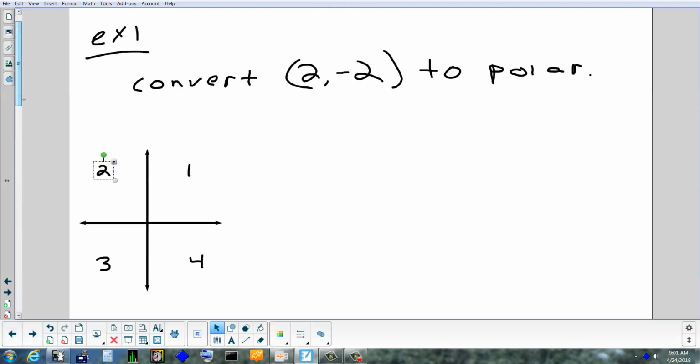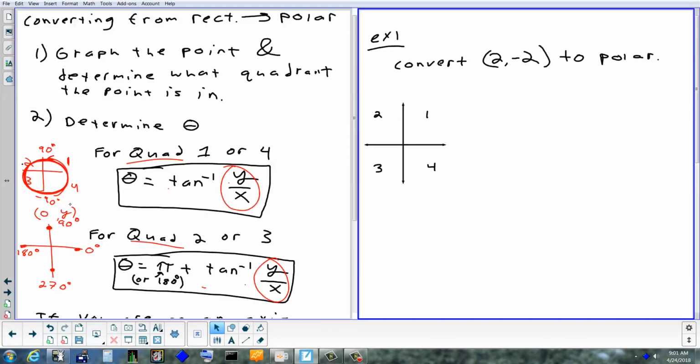All right, so I've got the point 2, -2. Okay, so let's put up our steps. Step 1, graph the point, but really you just need to know the quadrant it's in. Caitlin, can you tell me what quadrant 2, -2 would be in? 4. Yep, 4. It's right 2, down 2, somewhere right around there.